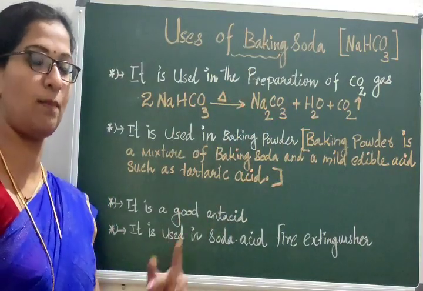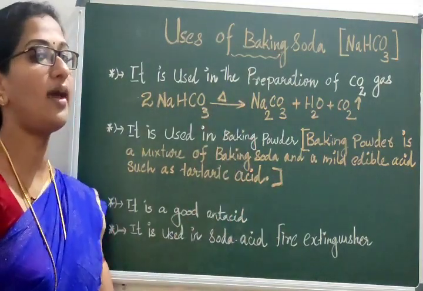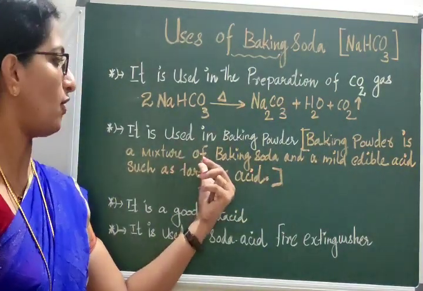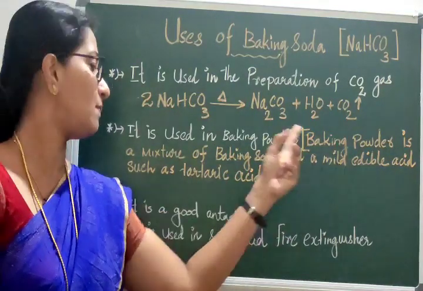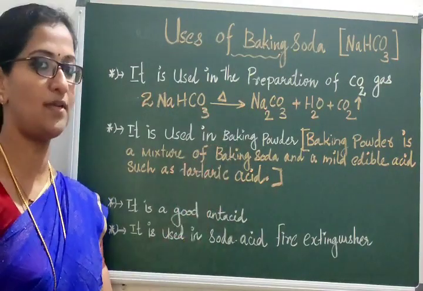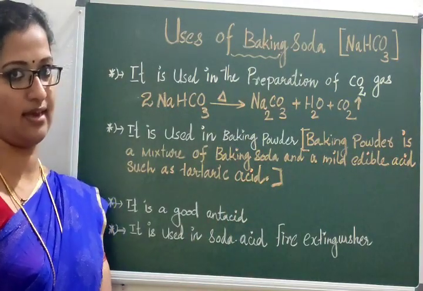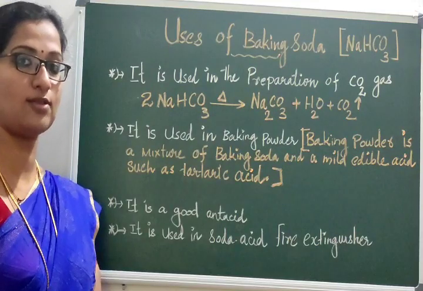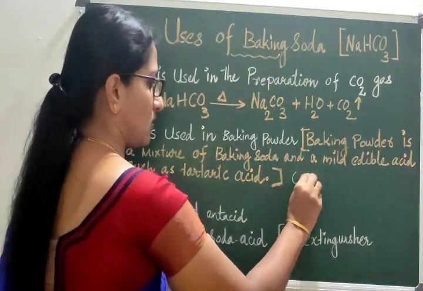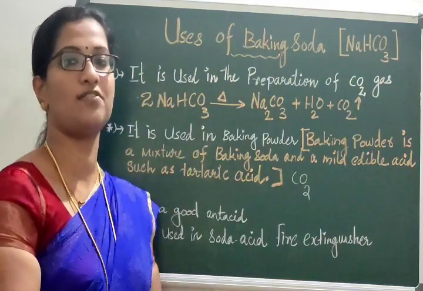So what is the difference between baking powder and baking soda? If you want to prepare baking powder, baking soda is required. Baking powder is a mixture of baking soda and a mild edible acid such as tartaric acid or citric acid. So baking powder is obtained by the reaction between baking soda and an edible acid such as tartaric acid. When you mix baking soda with tartaric acid, carbon dioxide gas is obtained. Carbon dioxide gas will be the reason for the crispiness of bakery items.